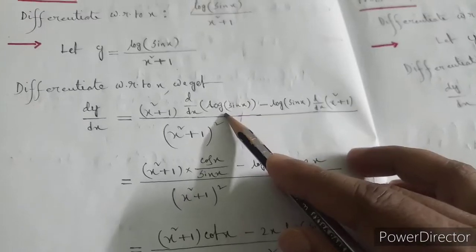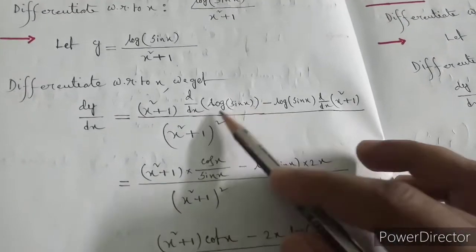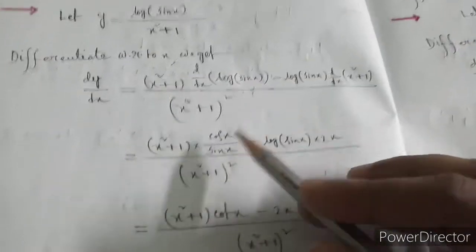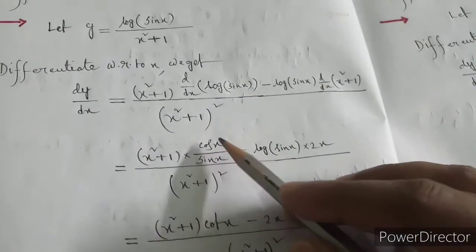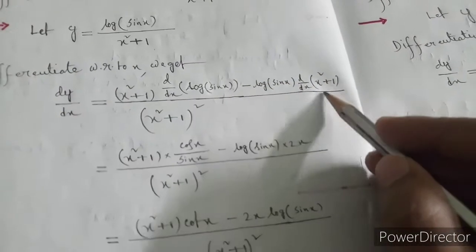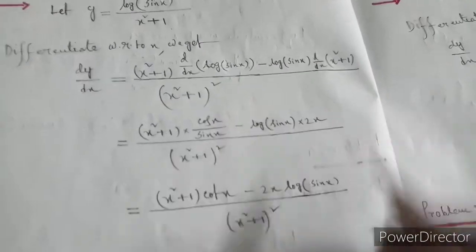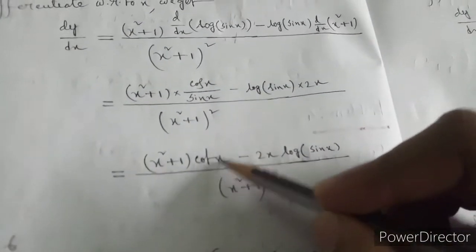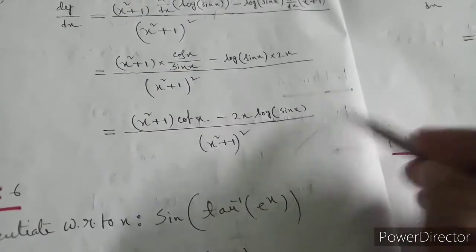So it should be the derivative of log sin x, which is 1 by sin x, and the derivative of sin x is cos x, minus log sin x into the derivative of x square plus 1, which is 2x. So it should be cos x by sin x, which means cot x, minus 2x into log sin x. It is the answer.